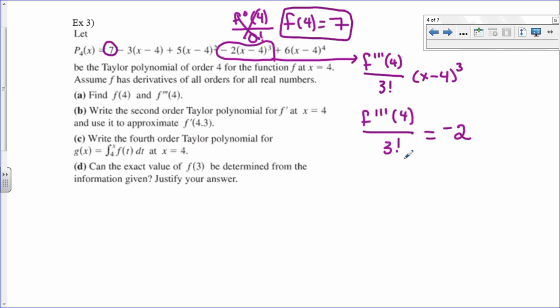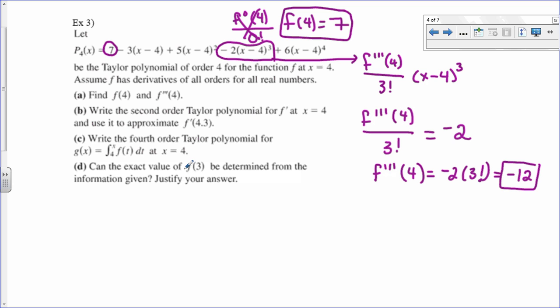Therefore, this fraction equals negative 2, so the third derivative is going to be negative 2 times 3. No, I'm sorry, it's times 6 really, but negative 2 times 3 factorial. Negative 2 times 3 factorial is negative 12. There's your third derivative.